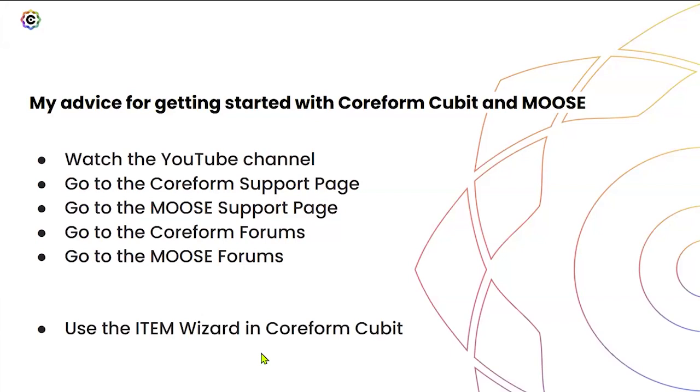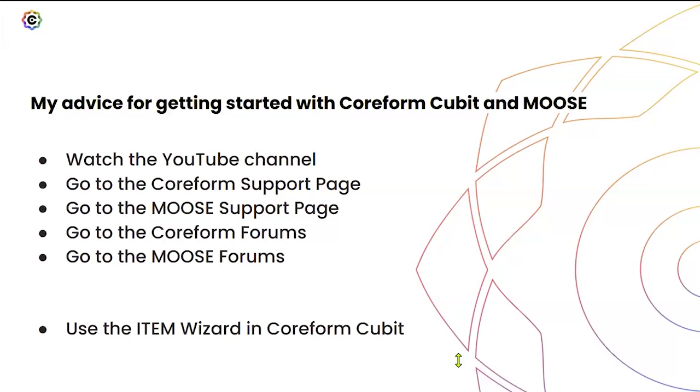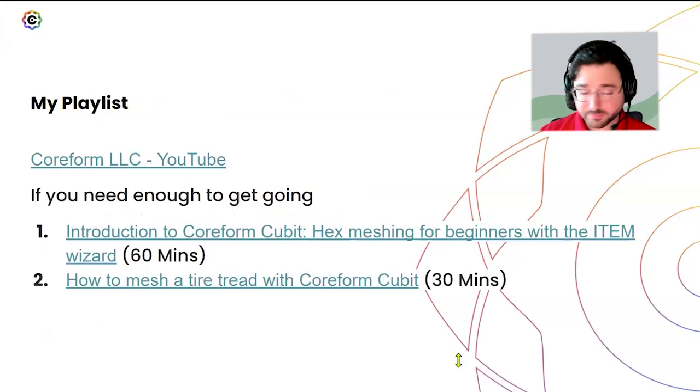And finally, I want to make a call out to the item wizard. In some of the documentation and some of the tutorials, the item wizard sometimes gets called out as a tool for some of the introductory beginner workflows in Cubit. As a person who's used this tool for a couple of years, I still use the item wizard because it allows me to keep a process together of all the different features and all the different steps that I have to go through to do proper meshing and pre-processing.